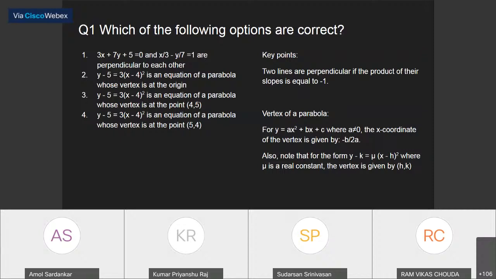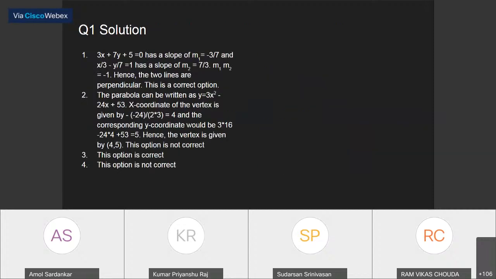We can't unmute ourselves. Okay. How come the problem has come up? Okay, and moving on to the solution.